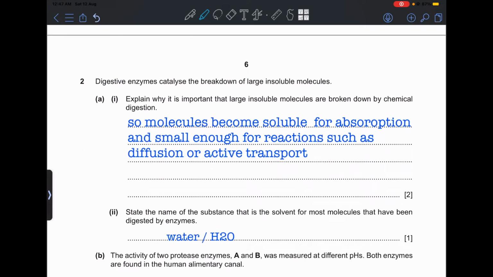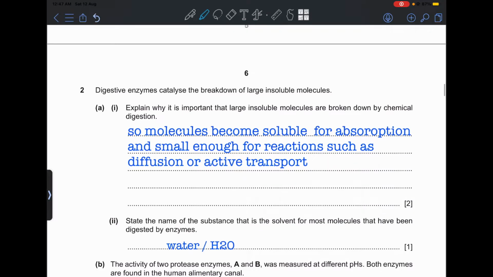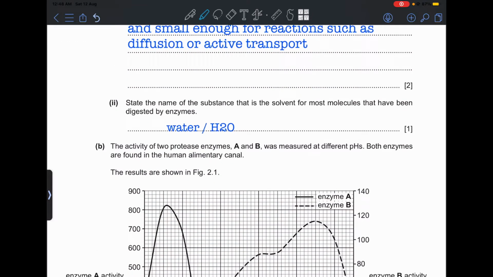2. Digestive enzymes catalyze the breakdown of large insoluble molecules. A says, explain why it is important that large insoluble molecules are broken down by chemical digestion. So, of course, this is for the molecules to become soluble for absorption, which means that if you just have a big chunk of food that you just ate and you just swallow it down, it will not be small enough for your stomach to absorb or the blood to absorb, and it's going to be too big for the minerals to be extracted from it. So it has to be soluble, and also it should be small enough for reactions such as diffusion or active transport.